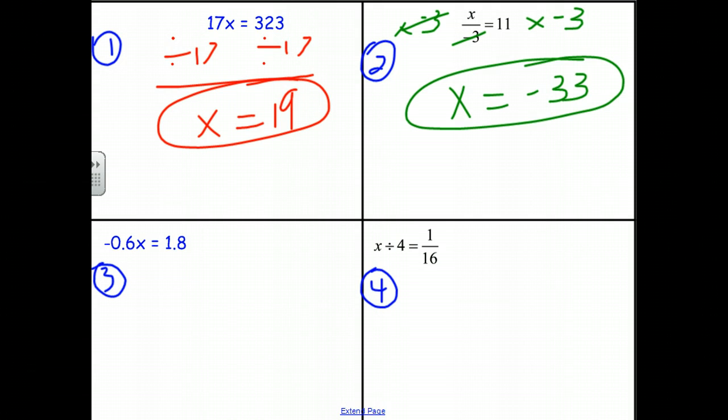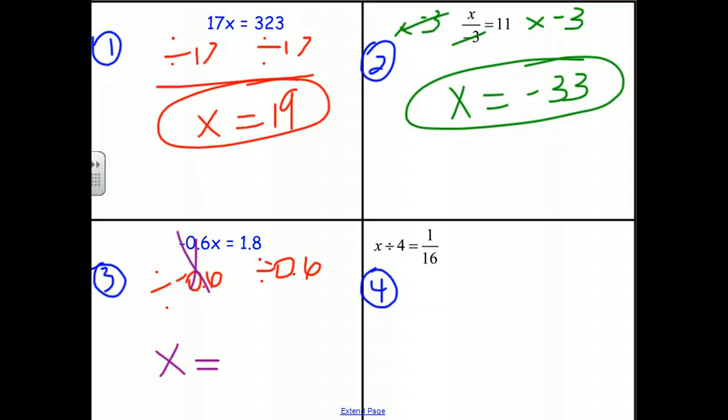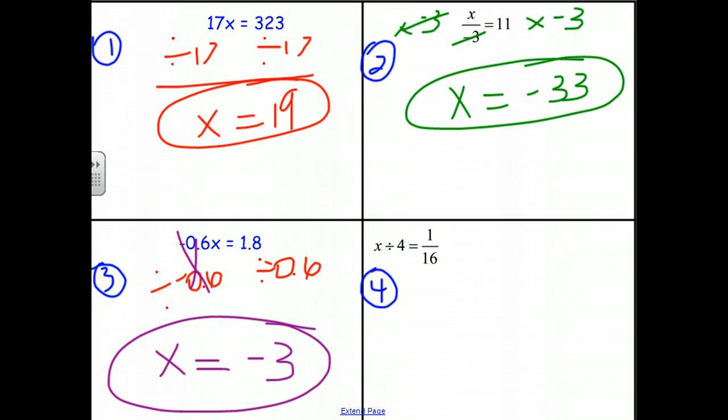For number 3, we see that now x is multiplied by negative 6/10, which means we have to divide by that same thing, including the negative 6/10. Divide the right-hand side now by negative 6/10, so that we keep everything in balance. 6/10 divided by 6/10 is 1. The negatives cancel out too, so this is now x. And 1.8 divided by negative 6/10 gives us a negative 3. Go ahead and verify that decimal division for yourself.